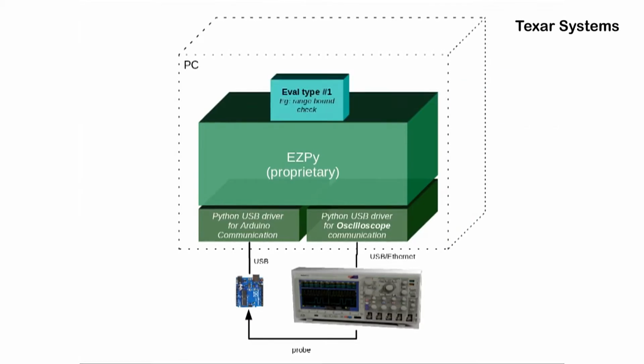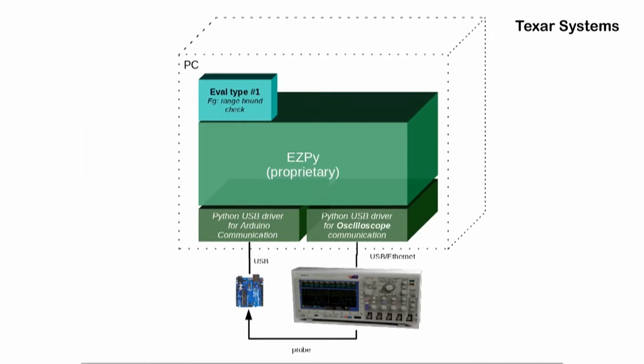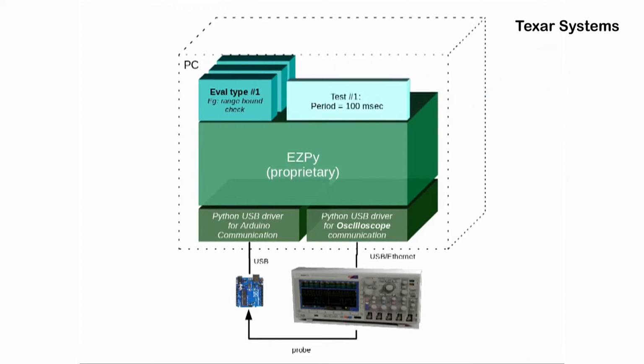Next is the definition of evaluation types. For example, range bound check for duty cycle of the PWM. Or there may be other eval types used in the tests. Next is actual sequencing and timing of the activities for automation. This is done in the test case definitions. In the following slides, we will be explaining some of these blocks more in detail.